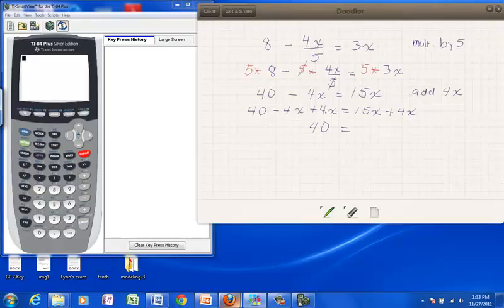So these two go to 0. 15x plus 4x is 19x. Now to solve for x, we want to divide both sides by 19. These 19s will cancel. And so I have an answer where x is equal to 40 divided by 19.